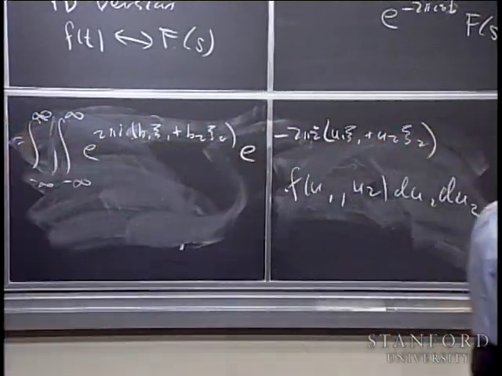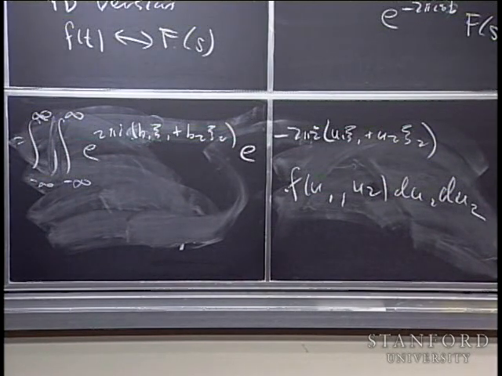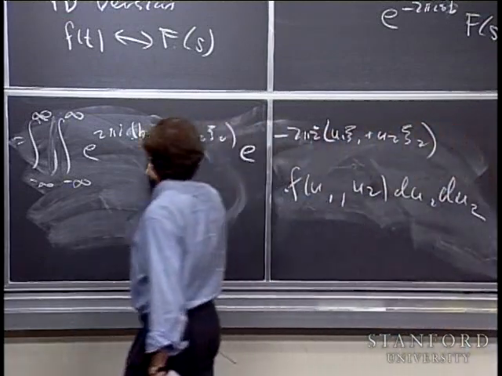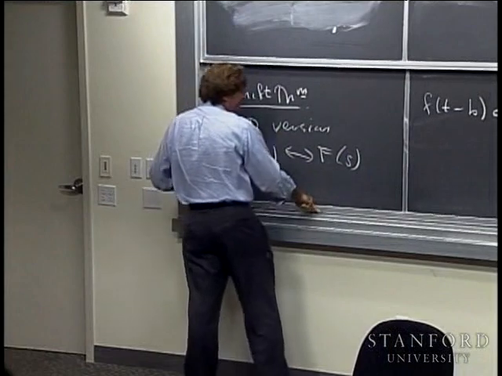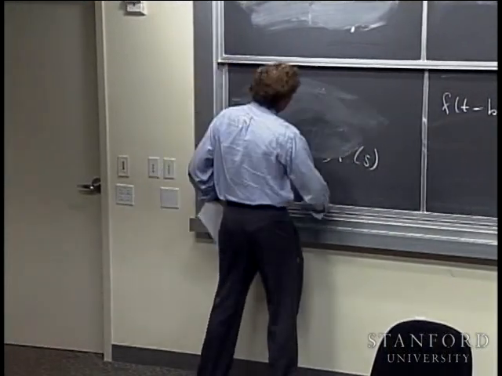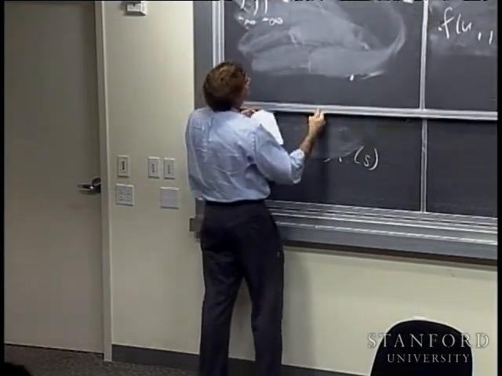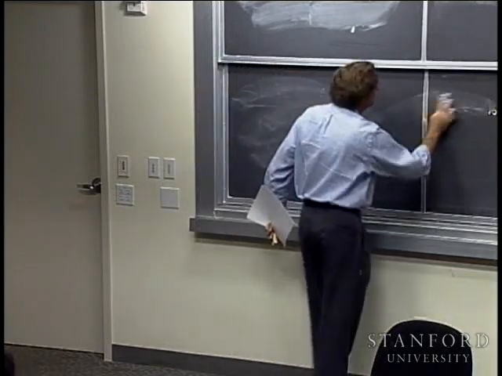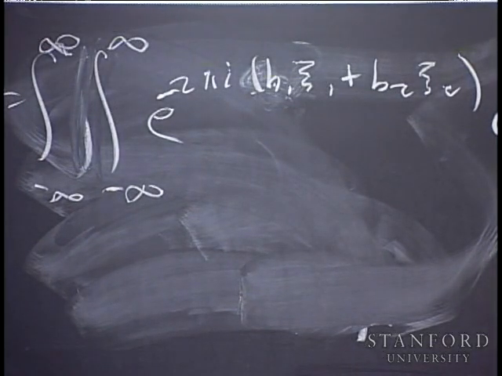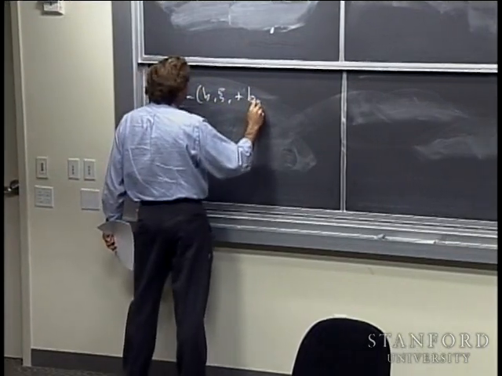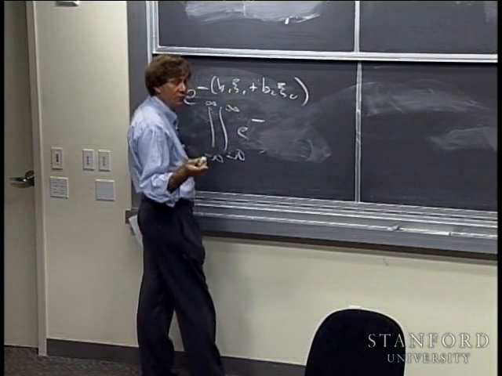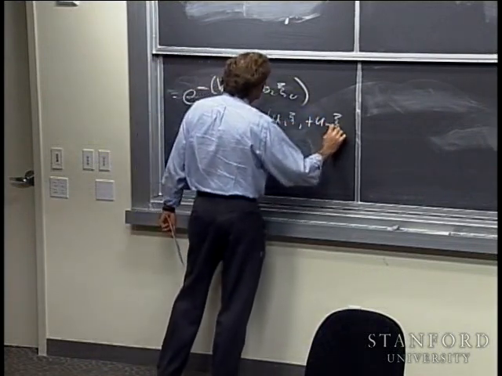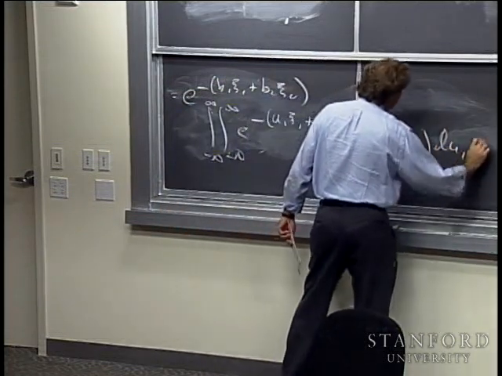Let me make sure I got everything right there. To get everything right, I took all the exponents into account. u1 plus b1 times c1, that's u1 times c1, b1 times c1, fine. u2 times c2, b2 times c2, fine. And now this part doesn't depend on u1 and u2, so that's a constant for the integral. That comes out. And then what remains is just the Fourier transform. Oh, I did make a mistake. There's a minus sign there. So that's e to the minus 2 pi i times b1 c1 plus b2 c2, times the double integral from minus infinity to infinity, minus infinity to infinity. What remains is just the Fourier transform, but u1 and u2 are replacing x1 and x2: e to the minus 2 pi i times u1 c1 plus u2 c2, f of u1, u2, du1, du2.